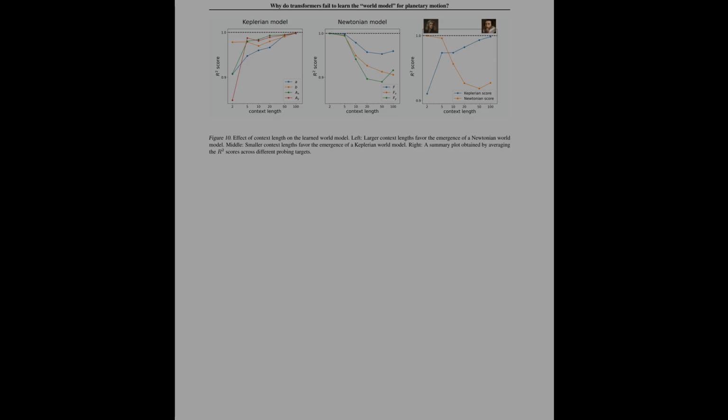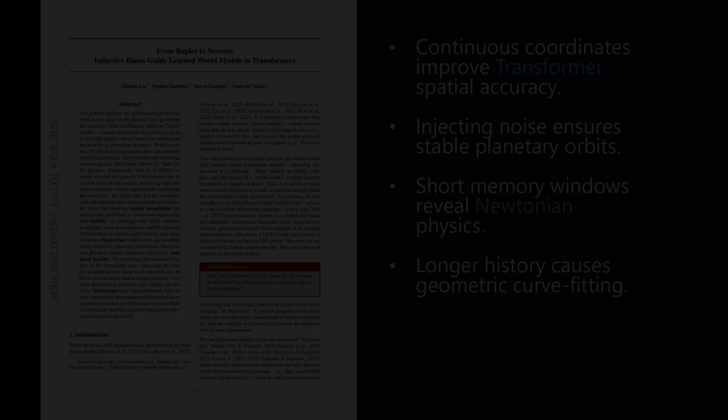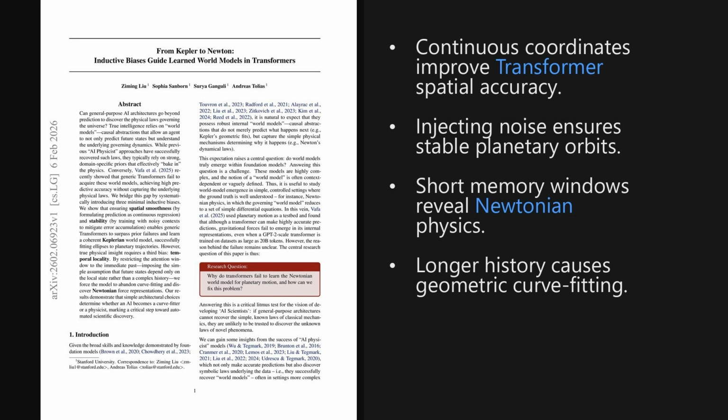So, while the previous figure compared the endpoints, Figure 10 maps out the transition between them. In the left panel, we see Keplerian scores rise as the context length increases from 2 to 100, meaning the model increasingly captures global geometry. Conversely, the middle panel shows the Newtonian scores dropping as context expands, so adding history actually degrades the representation of local forces. The summary plot on the right visualizes this crossover perfectly, with the orange Newtonian line falling as the blue Keplerian line rises.